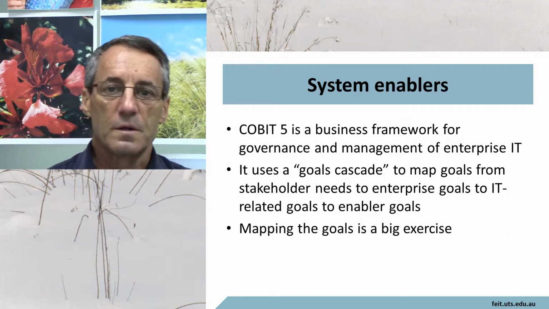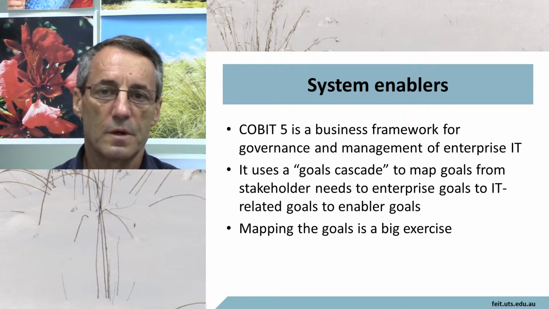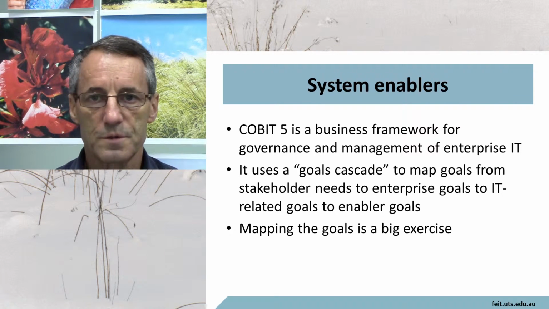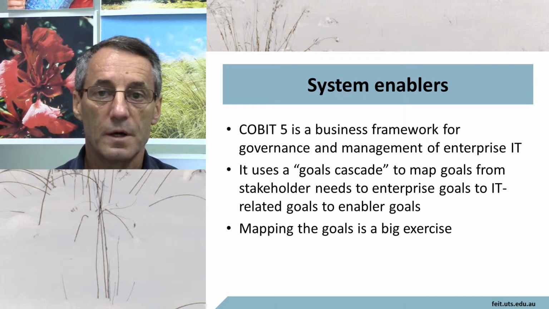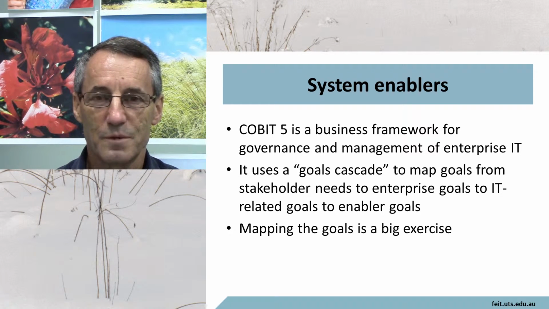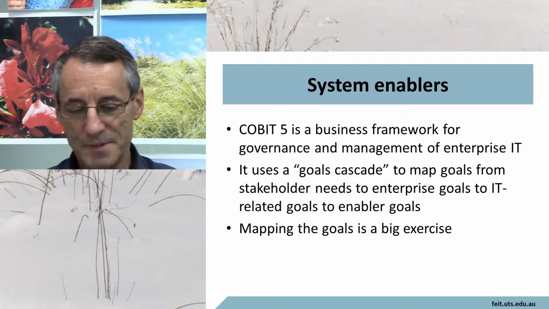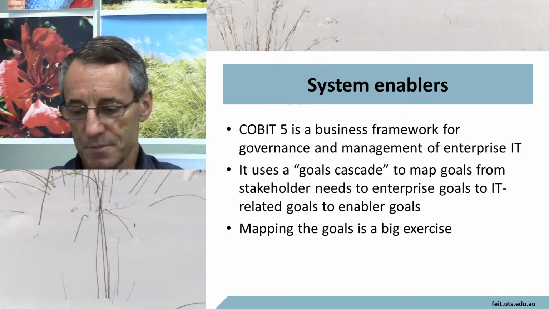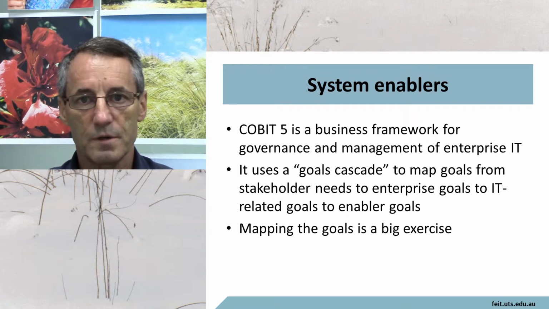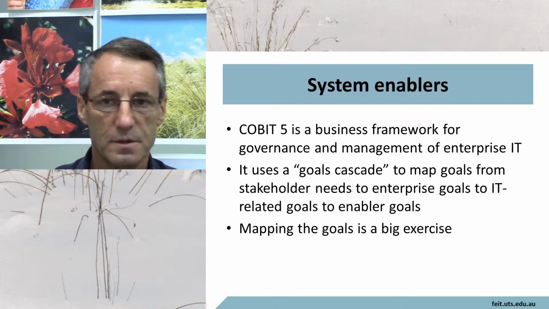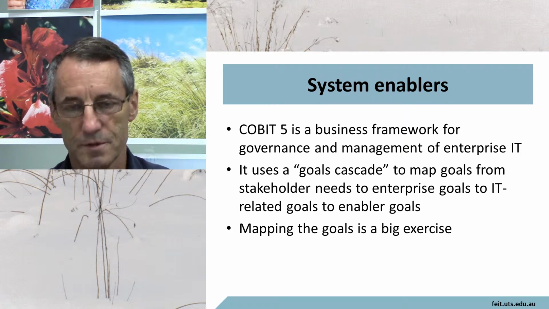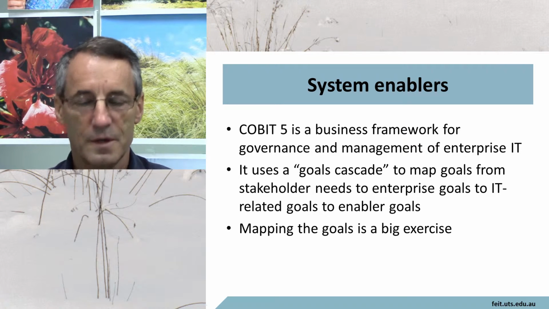Now, I've taken as an example the COBIT 5 collection of enablers. I've taken that because it's readily available and is reasonably well thought out. It's a pretty good structure of enablers, actually. So COBIT 5 is a business framework for governance and management of enterprise IT. That's what it started out as. COBIT 5 is the version 5 of it, so they're starting to get through.